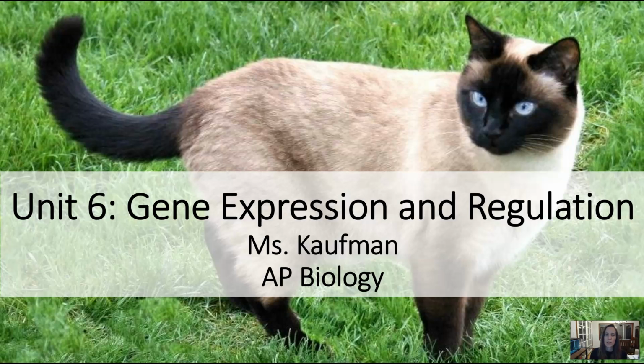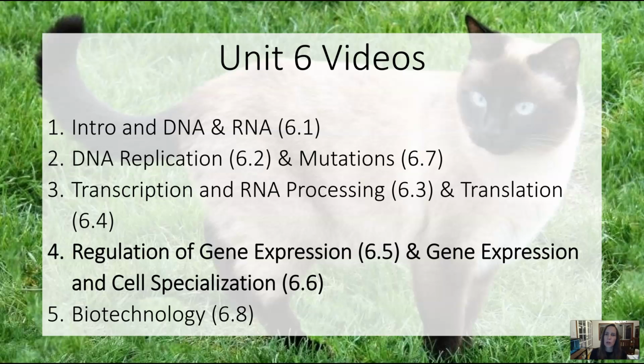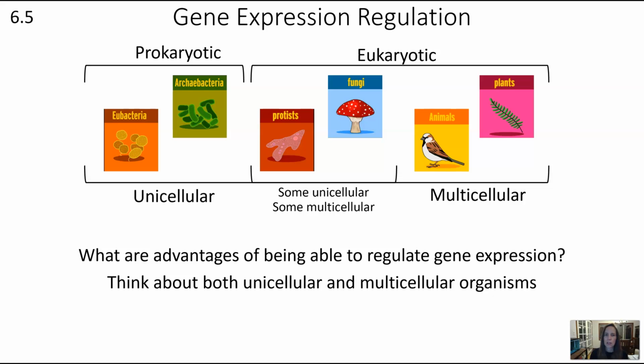We're going to continue with AP Biology Unit 6, Gene Expression and Regulation. And in this video, video 4, we're looking at regulation of gene expression, as well as gene expression and cell specialization, which is 6.5 and 6.6. So let's get started talking about regulation of gene expression.